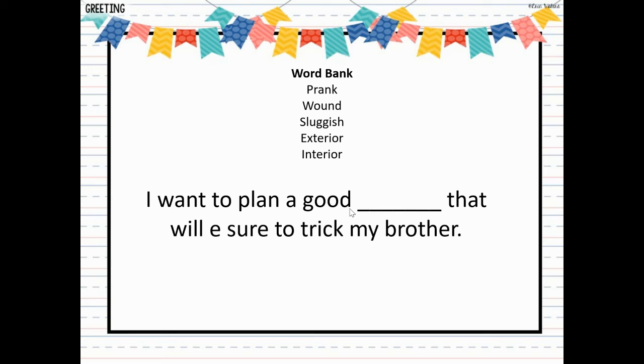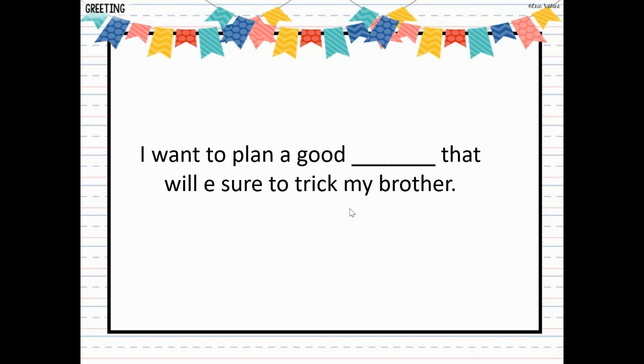Same words. Our sentence, I want to plan a good blank that will be sure to trick my brother. The B is missing there, sorry. I want to plan a good blank that will be sure to trick my brother. Which word would talk about tricking someone? That word would be prank. Remember, prank is to play a joke or a trick on someone.